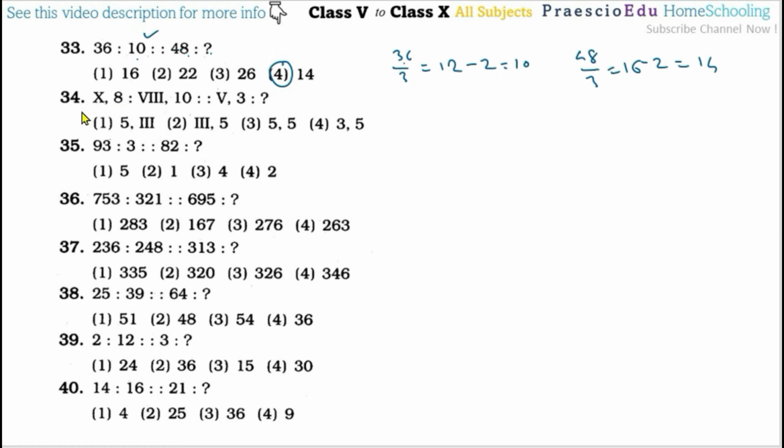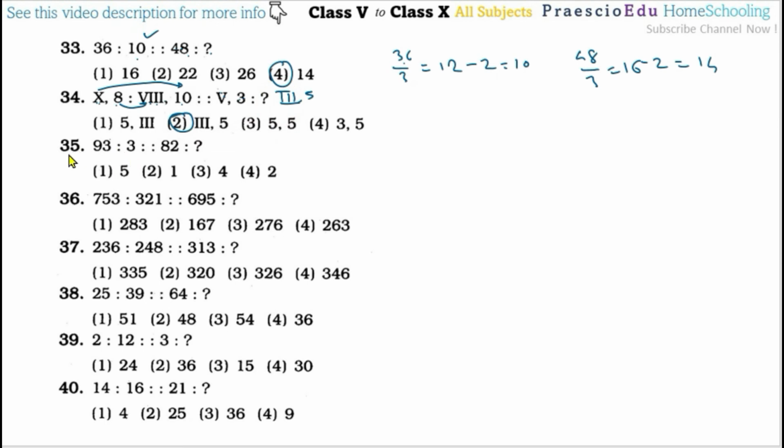Then question number 34, x 8, then this 8 and 10. So these are the Roman numbers, but alternately changed. Here 10 comes as a number, but here this 8 comes in Roman number. Likewise, V means 5 and here the 3 is a number. So V means 5, so 5 will be in the second term after the comma, and before this one the 3 means in Roman number. So this is given in option number 2.